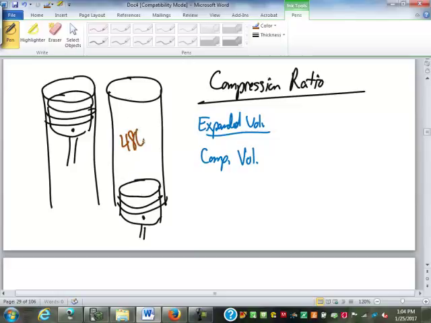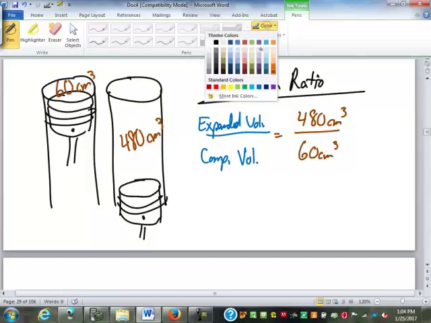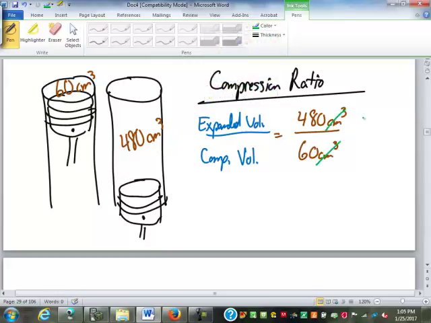Let's say that's 480 cubic centimeters. That's going to go on top over here. Compressed volume is at top dead center, when the piston's at the top, and there's the smallest volume possible. Let's say that is 60 cubic centimeters. So the cubic centimeters cancel out. 480 and 60 both divide by 60.